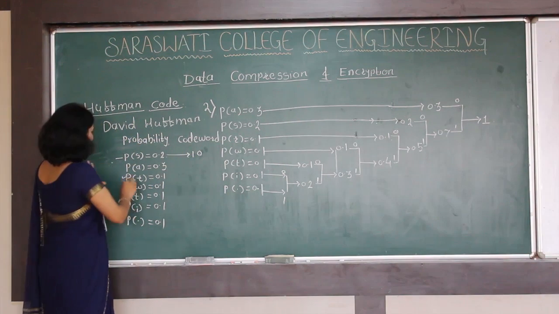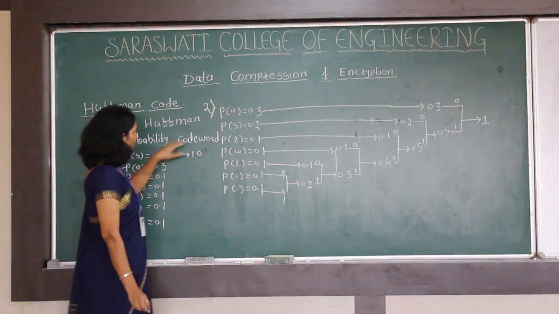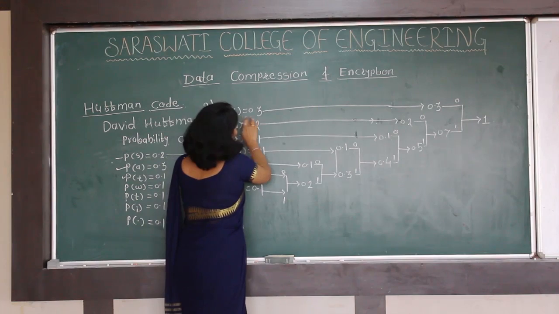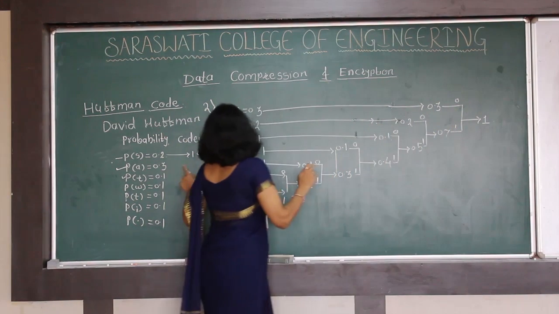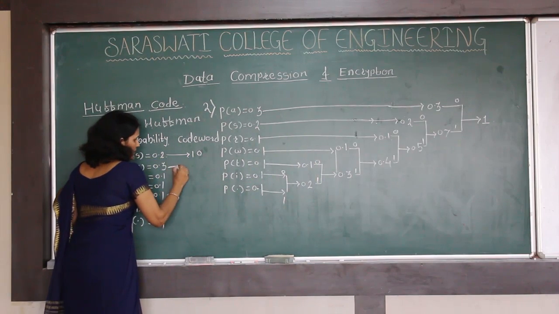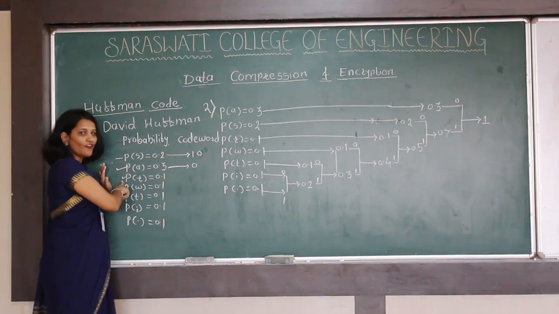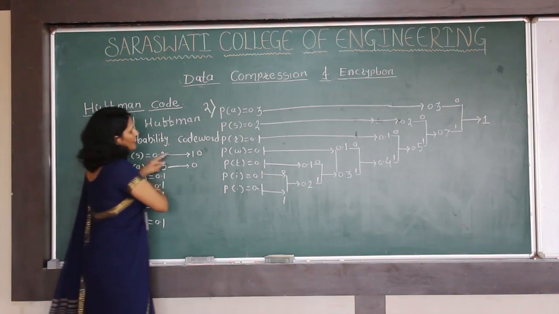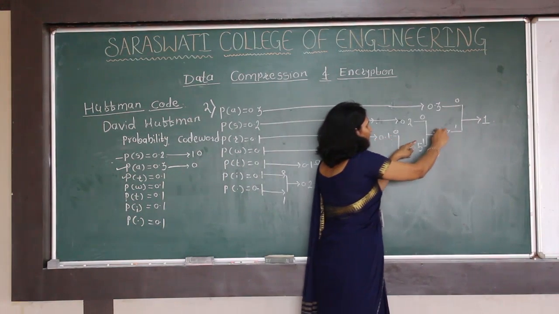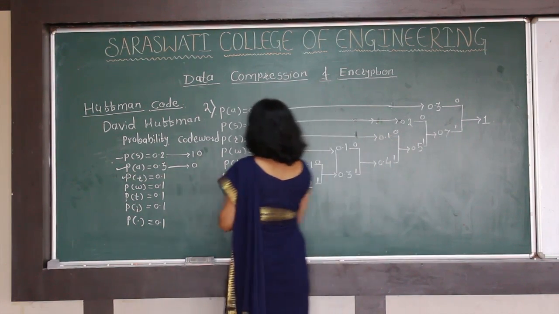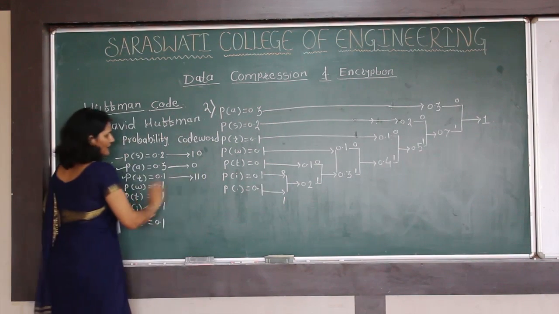After that, the next probability is P of A. For P of A, calculate the code word. Follow this direction, initially it is 0. For P of A, the code word is 0. Then similarly calculate for P of R, and for P of R, the code word is 0, then 1, 1. That means write down here 0, 1, 1.